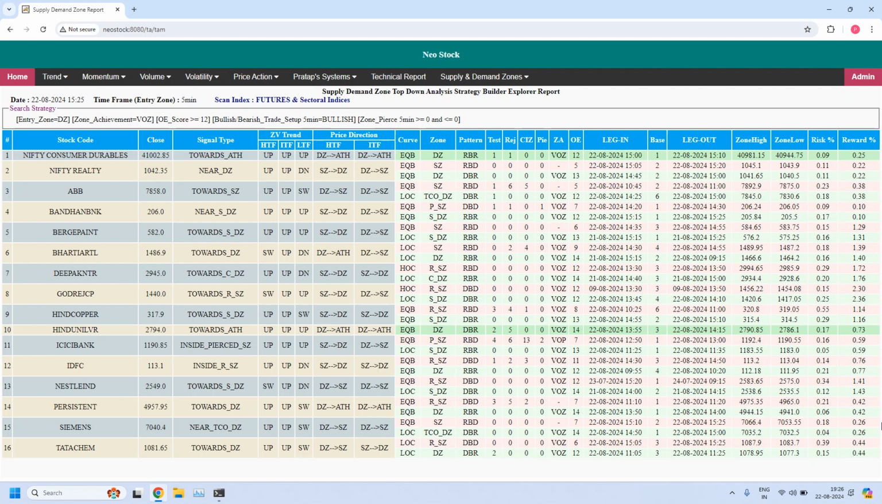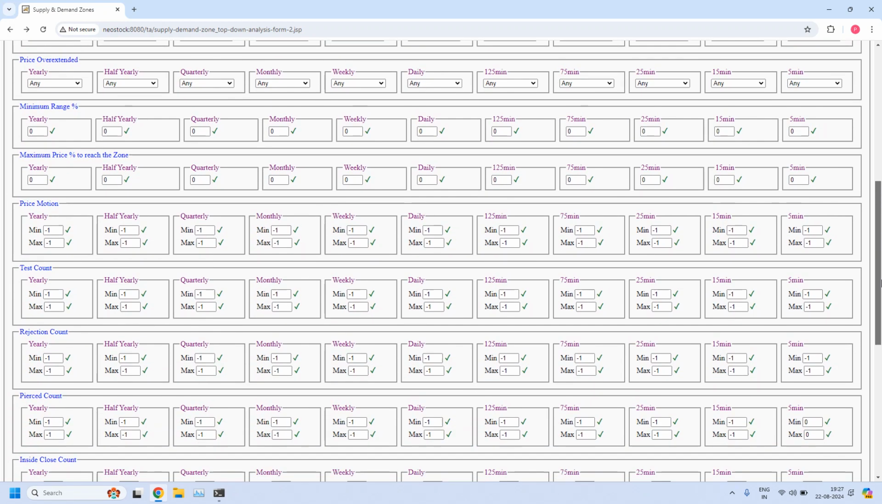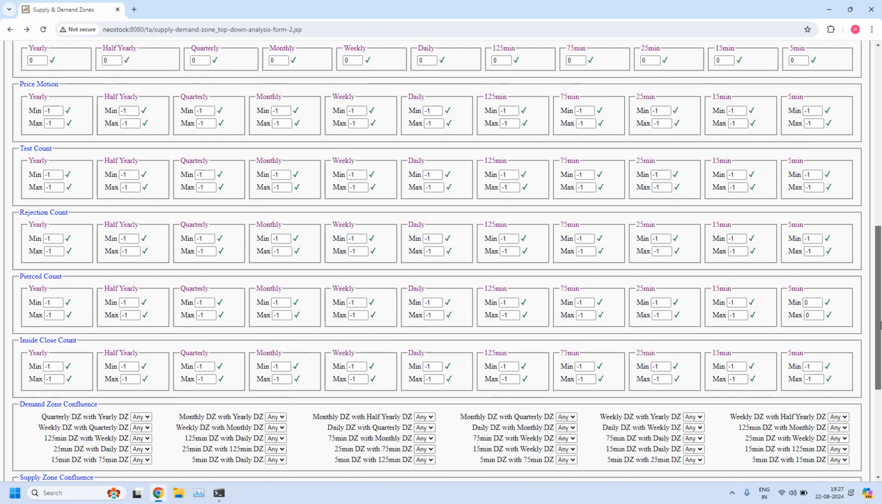From an intraday trading point of view, the most important thing is that taking a trade directly on the 5 minute zone is quite risky unless it is a high liquidity zone. So that's why the best trade option is, let us look for 15 minute zone confluence. So 15 minutes demand zone and 5 minutes demand zone confluence. That is ITF confluence. So here 5 minutes demand zone with 15 minutes demand zone confluence enabled.